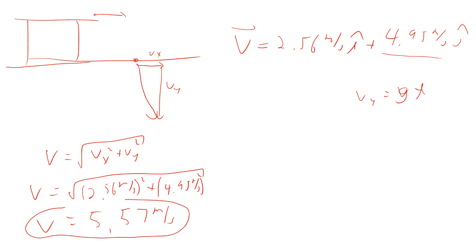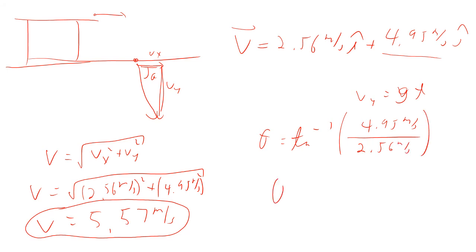Okay, now what direction is it moving? Well, it's got an x part and a y part, so I can find the angle there. The angle is going to be the arctangent of the y part, 4.95 meters per second, divided by 2.56 meters per second. And so that comes out to be 62.7 degrees.